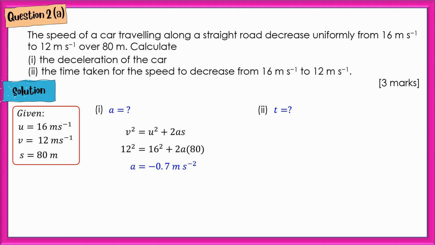For question number 2, the time taken, you need to calculate the time taken for the speed to decrease from 16 to 12 meter per second. Because of that, you can use the equation v is equal to u plus at, and then substitute v, u, and also a that have been calculated in 1. You will get the t, which is equal to 5.71 second.